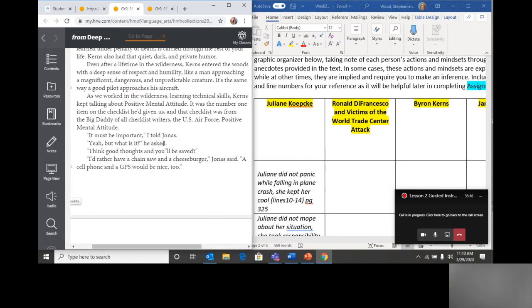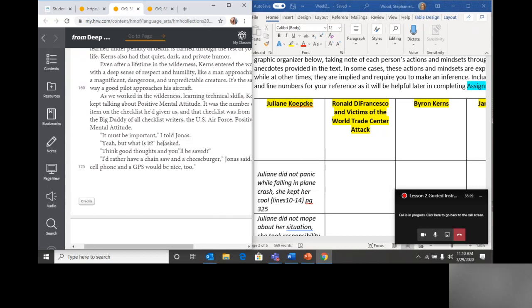"It must be important," I told Jonas. "Yeah, but what is it?" he asked. "Think good thoughts and you'll be saved." "I'd rather have a chainsaw and a cheeseburger," Jonas said. "A cell phone and a GPS would be nice too."